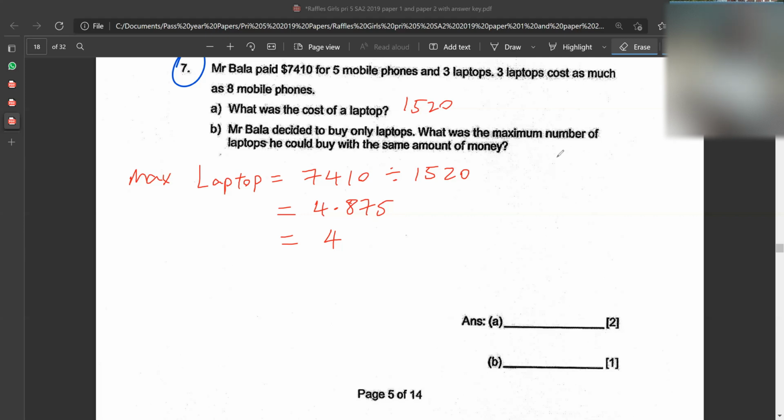Okay, the reason is because the question asks for the maximum number of laptops. You cannot buy 0.875 laptops. How to buy 0.875 laptops? The laptop can split into 1,000 parts, then take 875 parts as part of your laptop? Realistically speaking, sometimes when you do exam questions, you have to bring your logic thinking to the examination hall. You know what I'm saying?